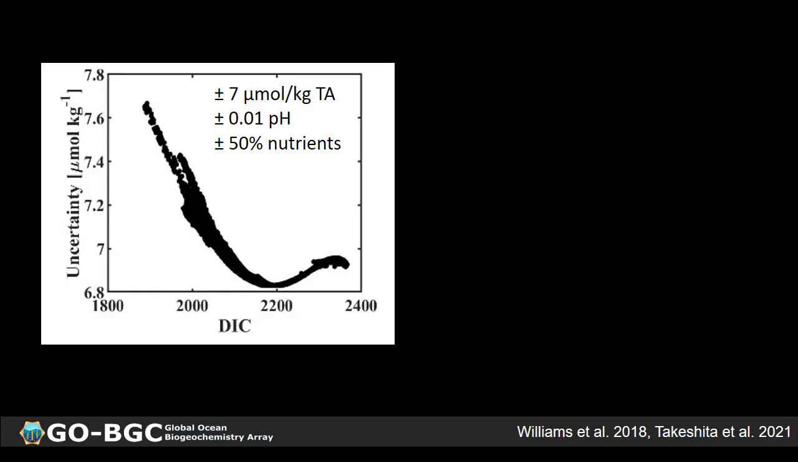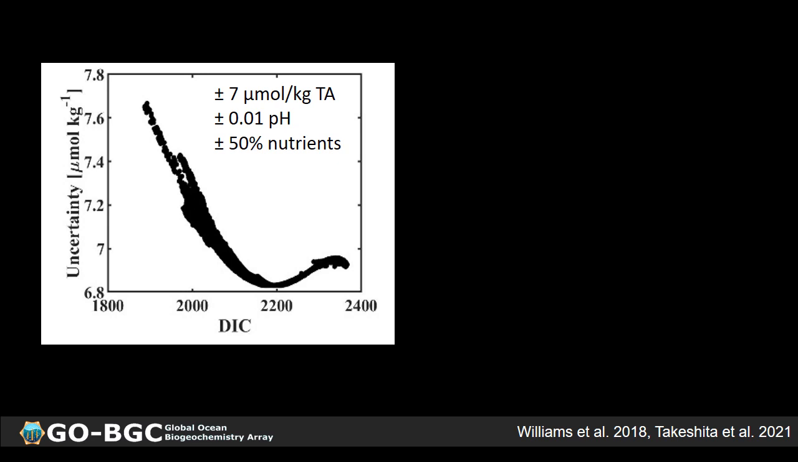This plot on the left shows the uncertainty in the derived DIC as a function of DIC using a Monte Carlo approach. The uncertainties that went into this simulation are plus or minus 7 micromole per kilogram for alkalinity, plus or minus 0.01 for pH, and plus or minus 50% of the nutrient concentrations of phosphate and silicate. You can see the uncertainty of DIC actually remains relatively constant. It's within 1 micromole per kilogram over a very large range of DIC, ranging from about 1900 near the surface to about 2400 at depth.